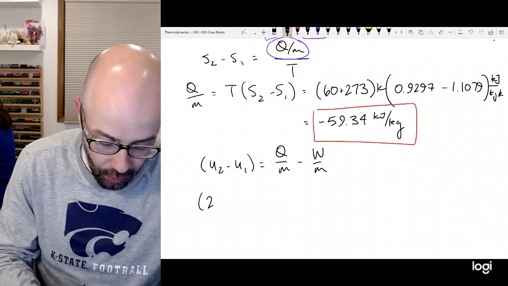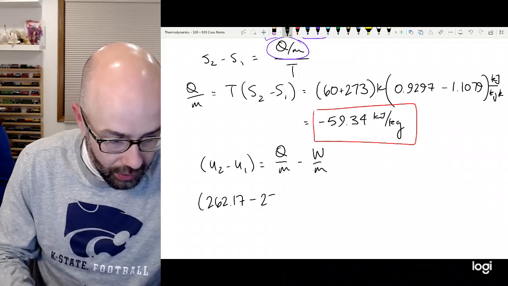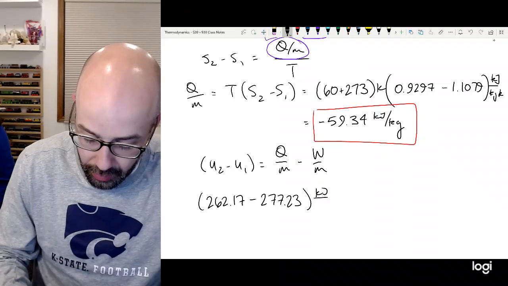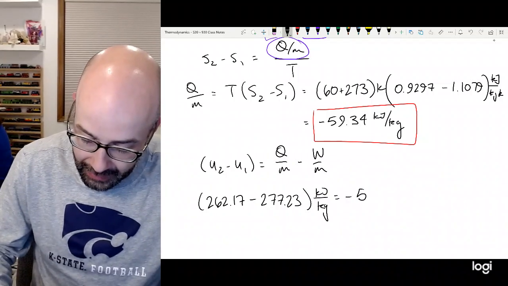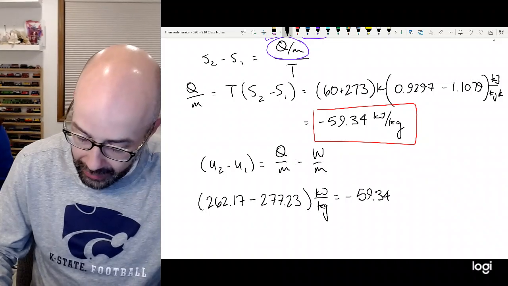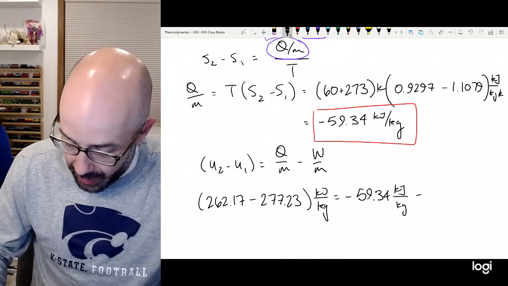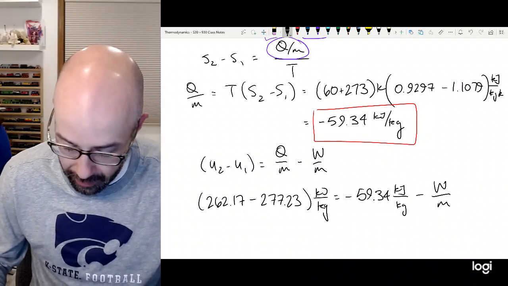So this is going to be 262.17 minus 277.23 kilojoules per kilogram is equal to minus 59.34 kilojoules per kilogram, and we have minus our work per mass. And so now we're going to solve for that work per mass.